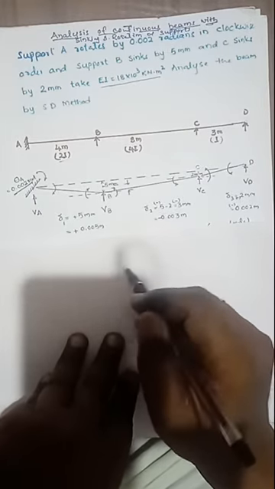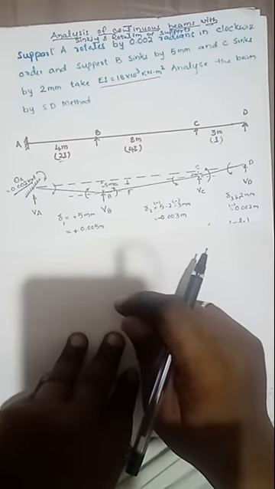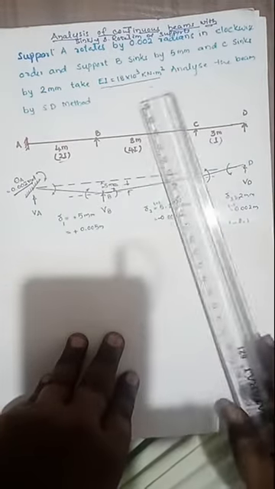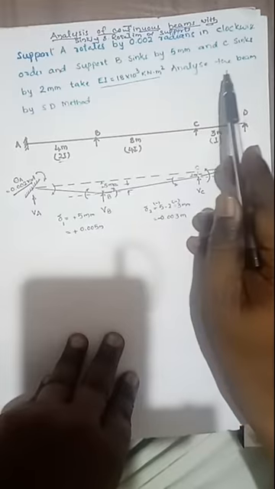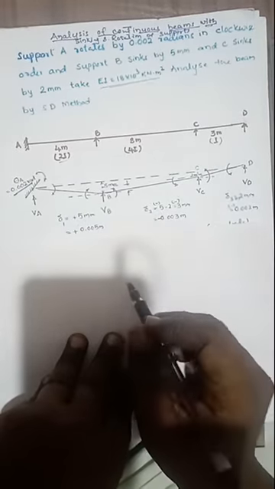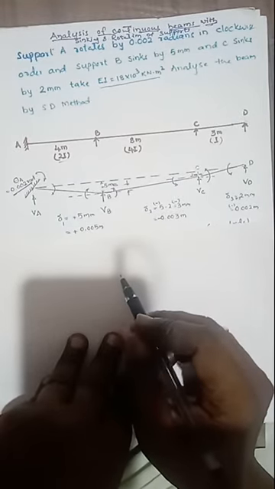Here in this problem, support A rotates by 0.002 radians in clockwise order, support B sinks by 5 mm and C sinks by 2 mm. Take the flexural rigidity EI equals 18 into 10 to the power of 3 kilonewton meter square. Analyze the beam by using the slope deflection method.